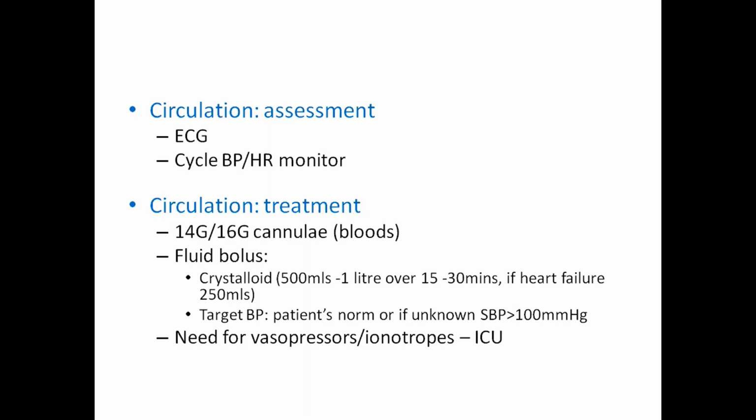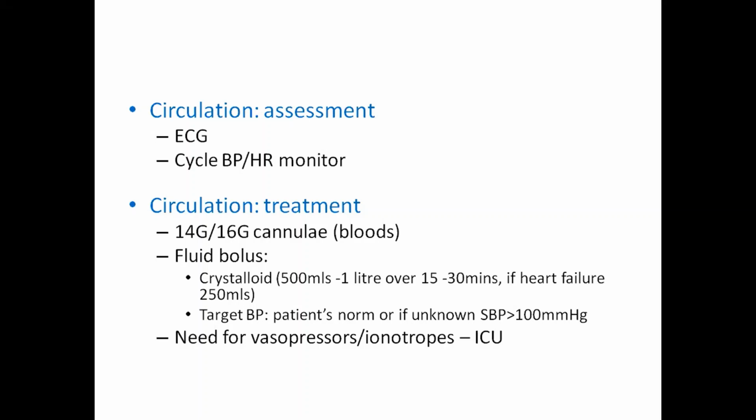You might be aware that a patient has a history of heart failure, someone may tell you that, or you may have picked up some signs of heart failure on your examination that suggests that you need a smaller bolus. In terms of a target blood pressure, you would, if possible, aim for the patient's norm. If that's not known, then I'd aim for a systolic blood pressure over 100.